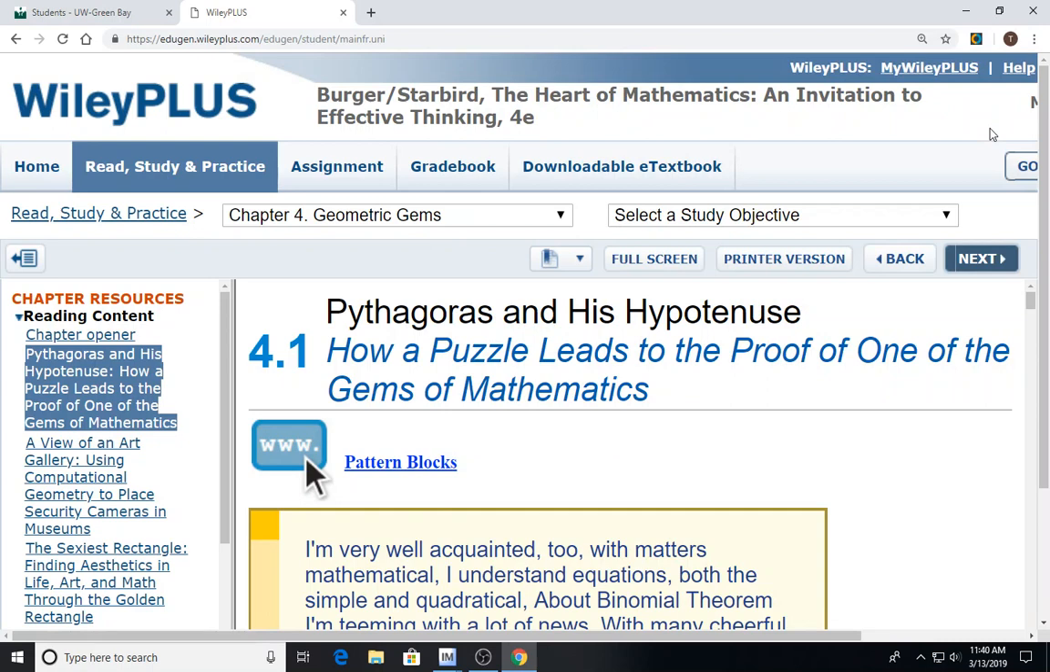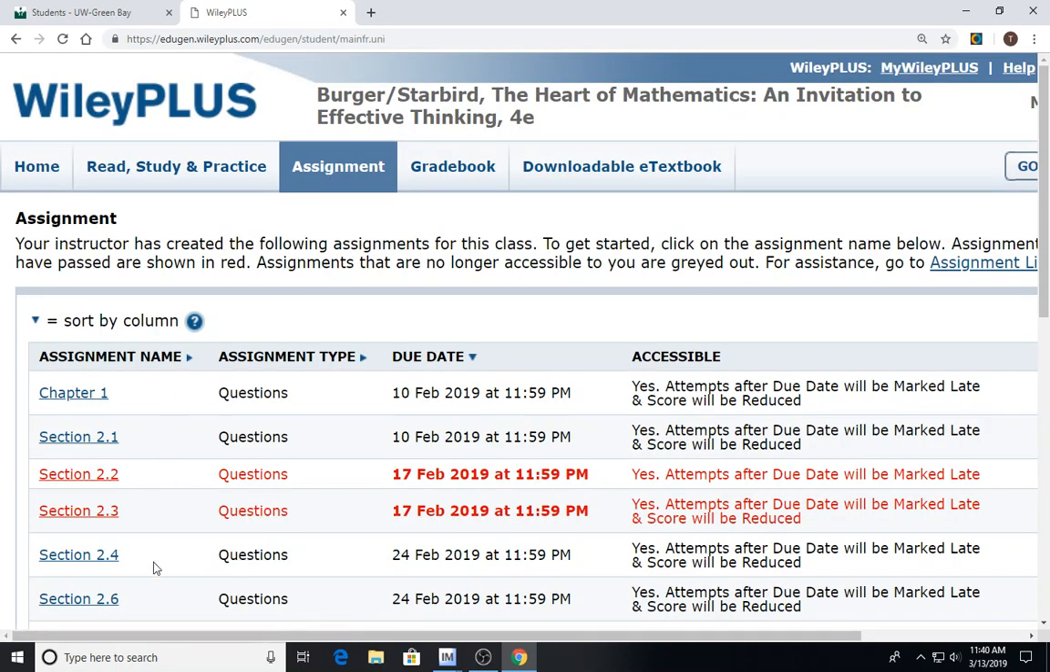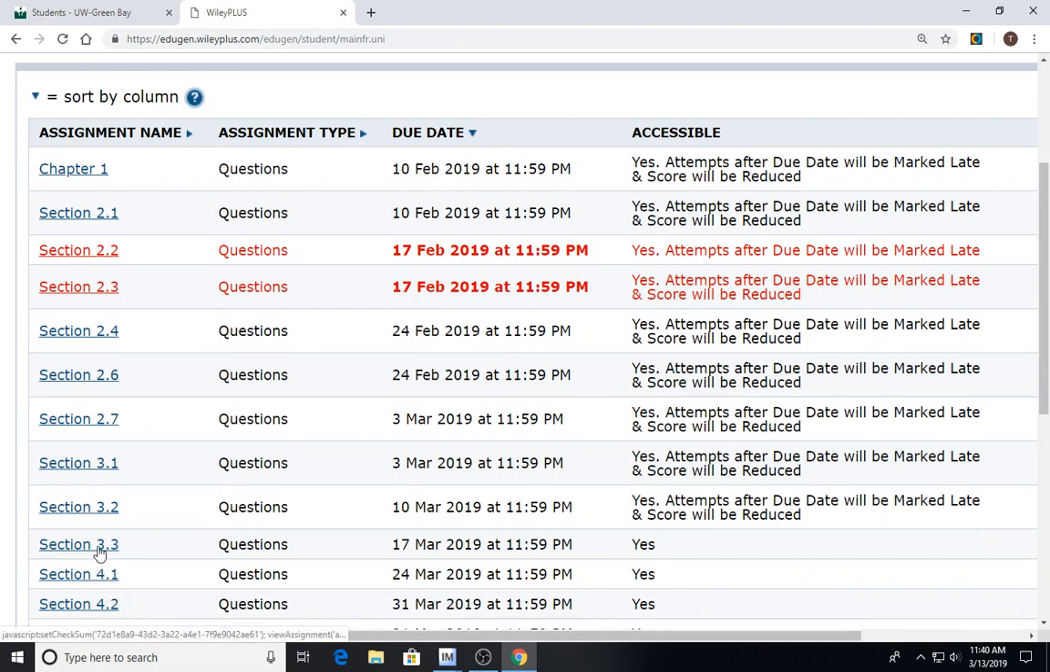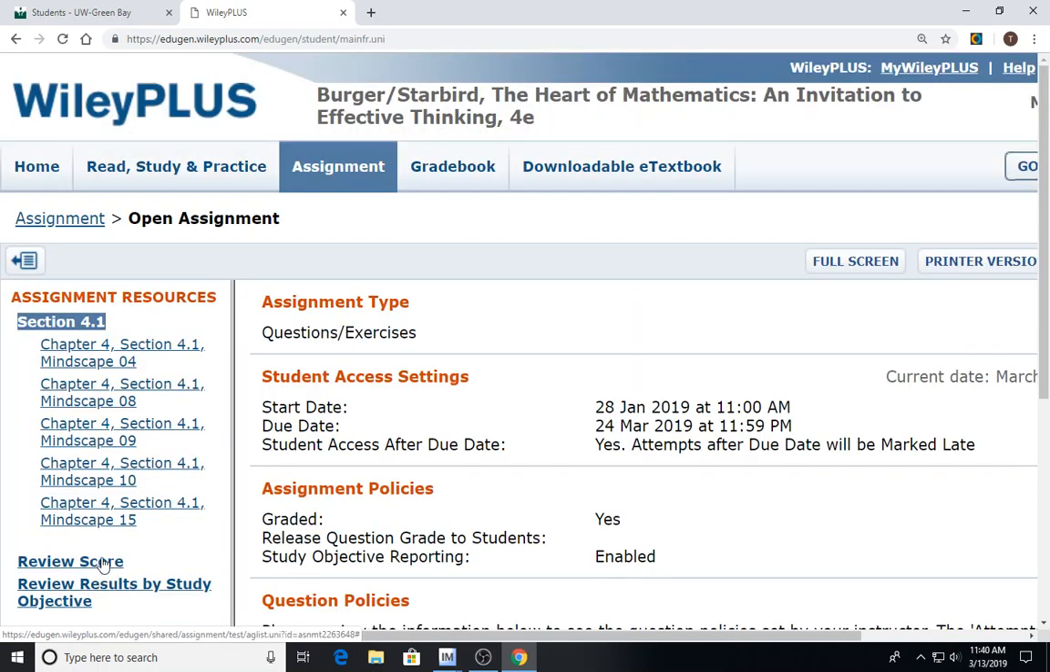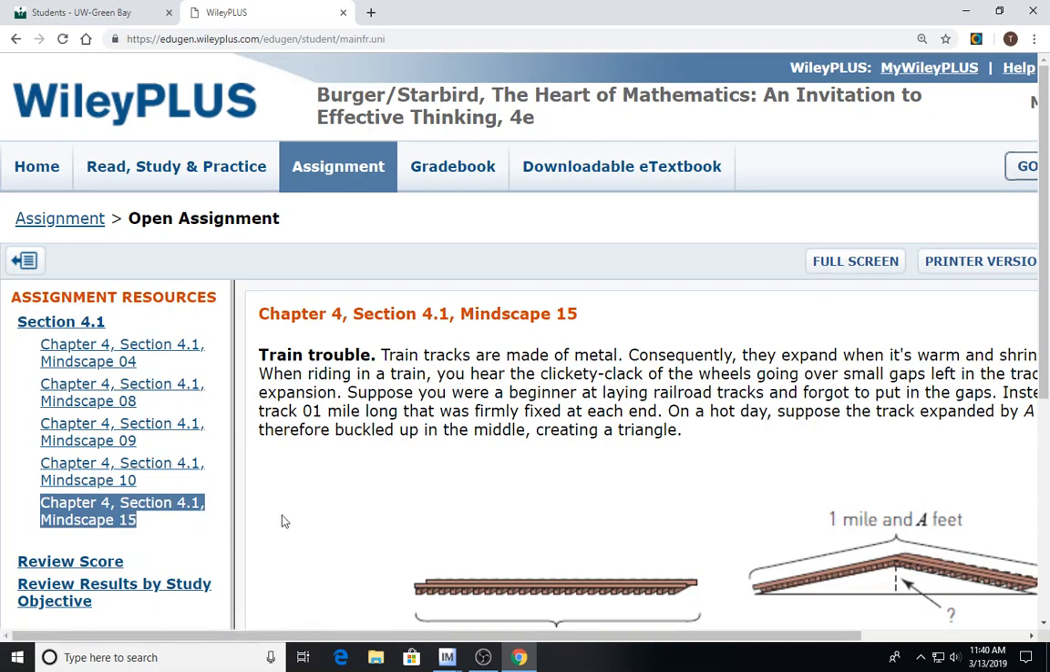Okay, there. We're in the Pythagorean theorem section 4.1. What kinds of homework questions do you have? Yes. Section 4.1? No, 3.3? 4.1, but I'll just check. 15. 4.1, number 15. Oh, the train track problem.